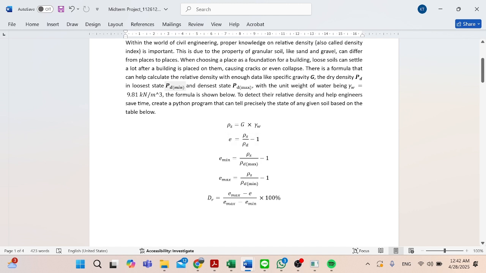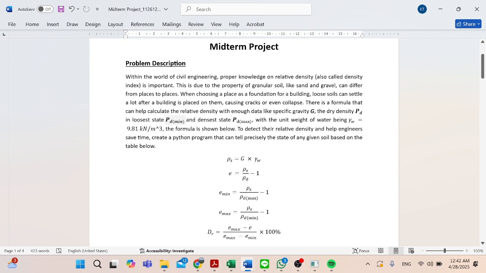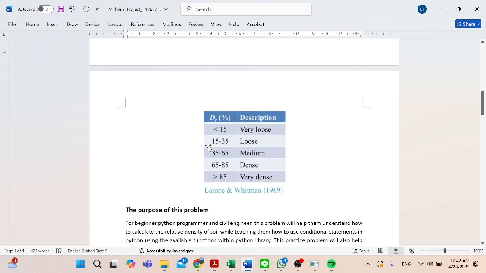To detect their relative density and help engineers save time, I will make a Python program that can tell precisely the state of any given soil based on the table below. The table is right here. So when the relative density is less than 15, it will be very loose, or if it's between 15 to 35, it is loose, and between 35 and 65 it will be a medium state, and 65 to 85% it's a dense state, and above 85 it's a very dense state.